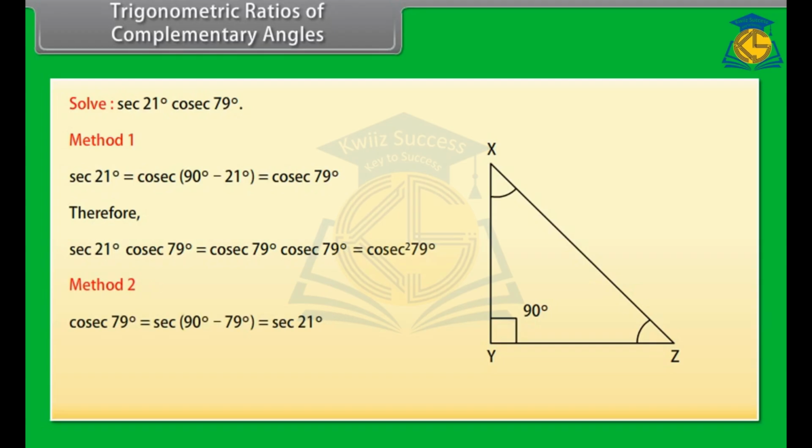Cosec 79 degrees is equal to sec (90 degrees minus 79 degrees), which equals sec 21 degrees. Therefore, sec 21 degrees times cosec 79 degrees is equal to sec 21 degrees times sec 21 degrees, which equals sec square 21 degrees. Let us attempt one more question.